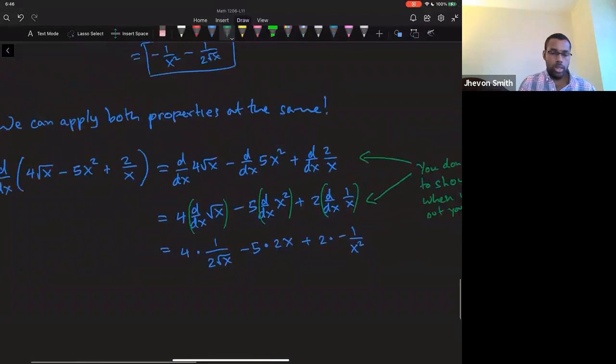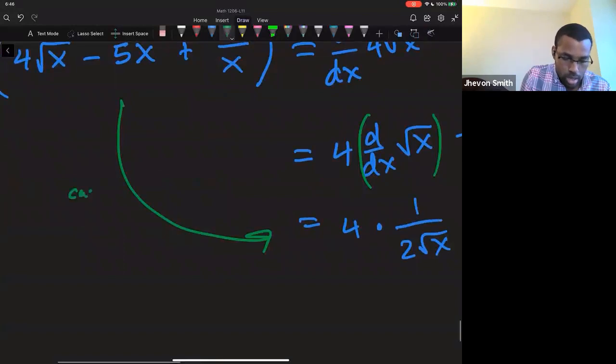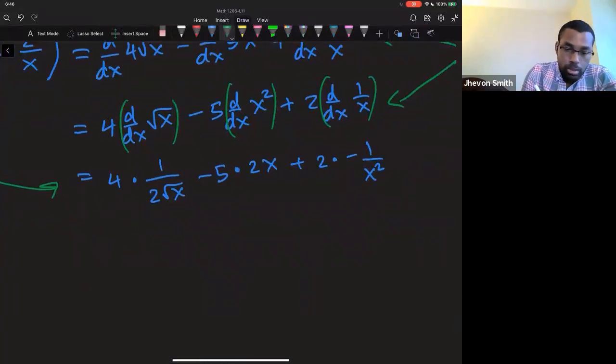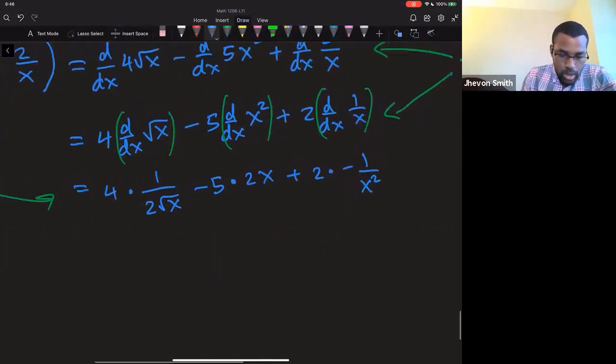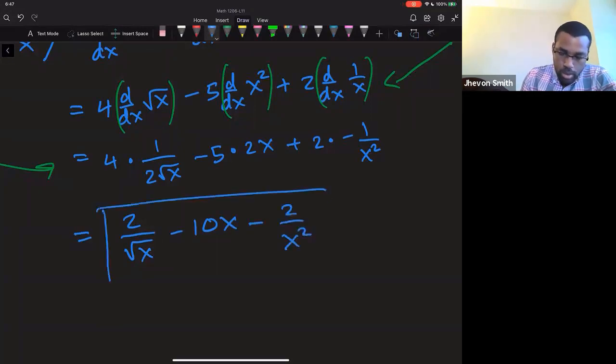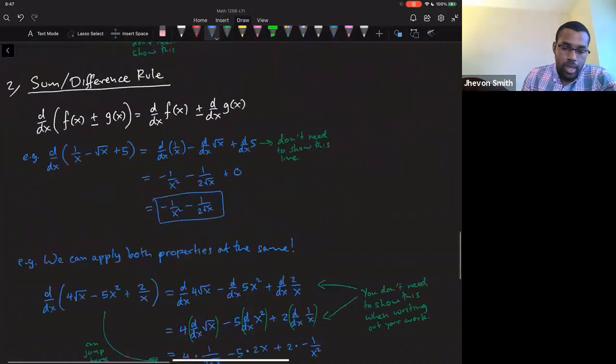Okay. You can literally just jump here. I'll know what you're doing, right? Leave the 4 alone, differentiate the radical x. Leave the minus 5 alone, differentiate the x squared. Leave the 2 alone, differentiate the 1 over x. You'll immediately get to this line. And I guess you can simplify this a little bit. So the 2 would cancel into the 4 to leave you with 2 in the top. 5 times 2 is 10. And we would have minus 2 over x squared. And that's the derivative. Right?